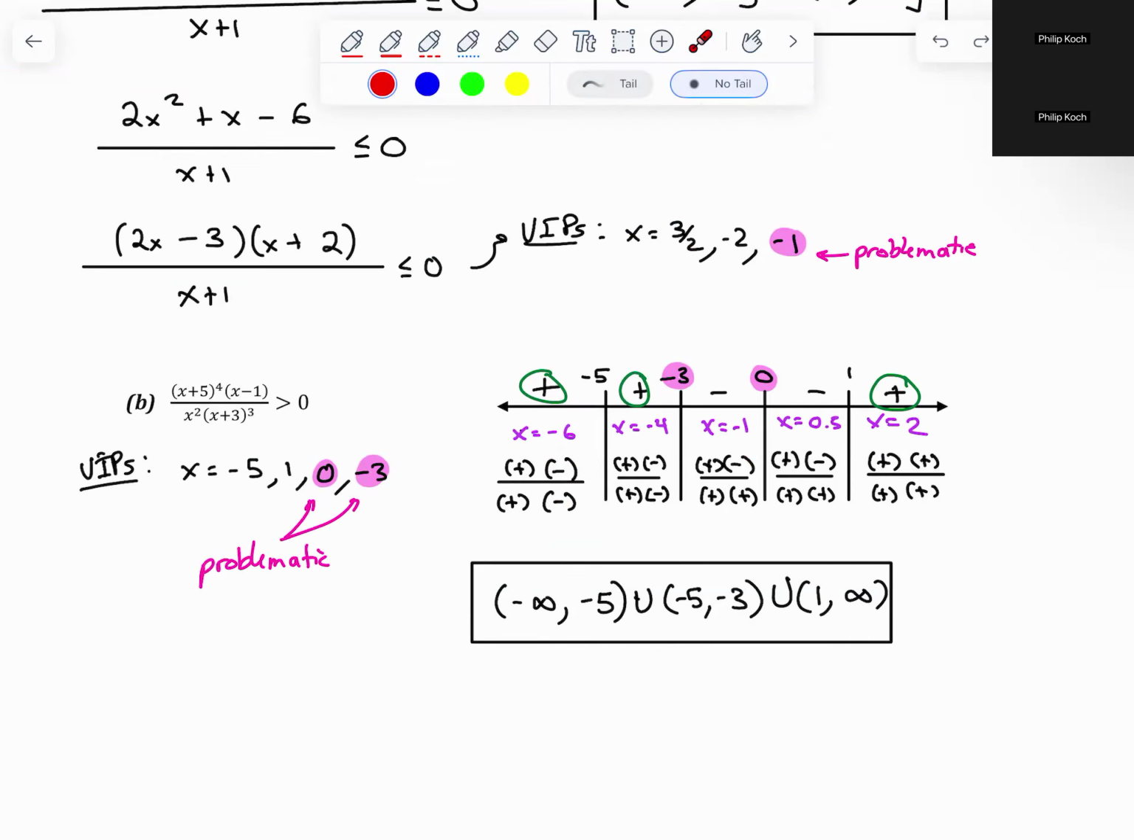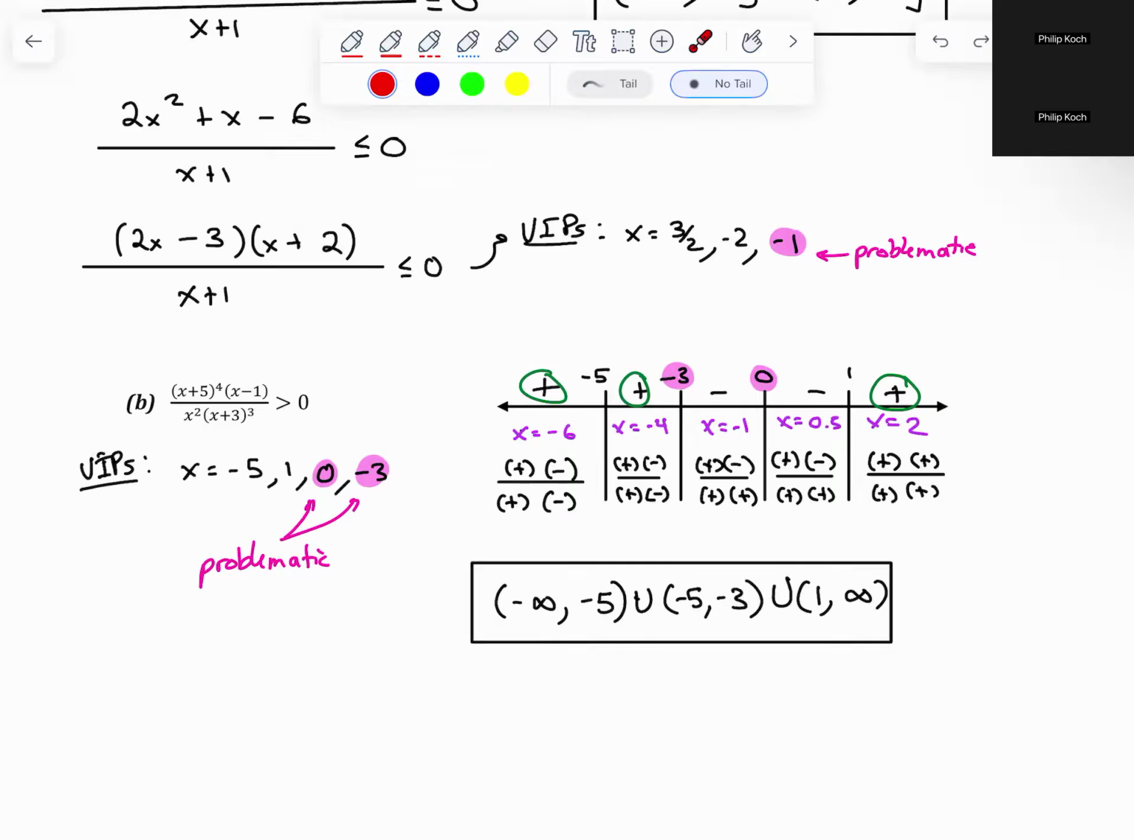Which one's exactly top? Oh, how do I know? So I'm plugging it into each factor. So I'm kind of doing a quick algebra arithmetic calculation in my head. -6 plus 5 is negative, but this is being raised to the 4th power. And even powers always make the things positive.